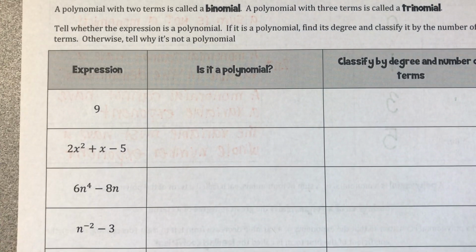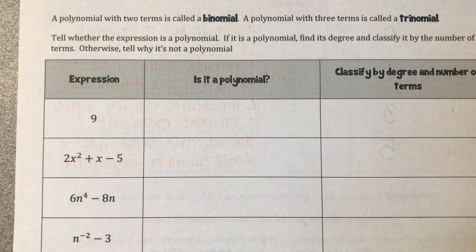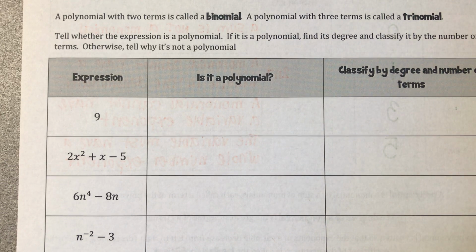Okay, so there's a couple special kinds of polynomials that we're going to talk about. A polynomial with 2 terms is called a binomial, just like bicycle, right? Has 2 wheels, right? Bi means 2. So if it has 2 terms, it's called a binomial. If it has 3 terms, it's called a trinomial.